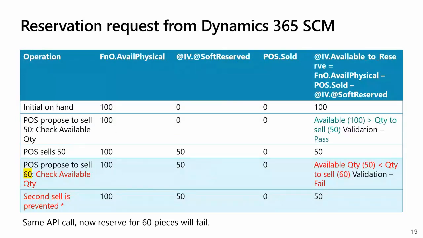With the first API call made, we will go to the second to process the second order. Again, we'll be posting a soft reservation call with almost the same contents by changing the quantity from 50 to 60. As discussed, we don't have enough quantity to sell in this case, so the soft reservation call will fail and the second order will not take place.